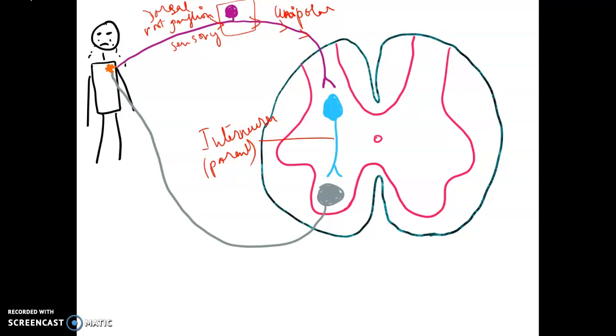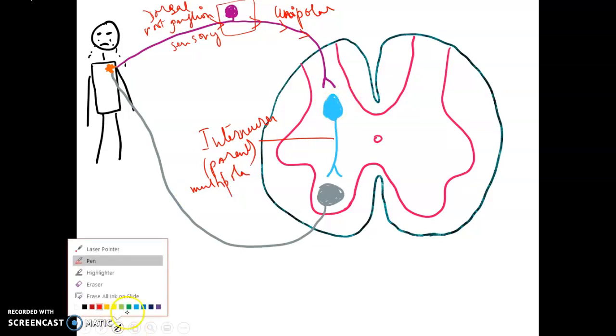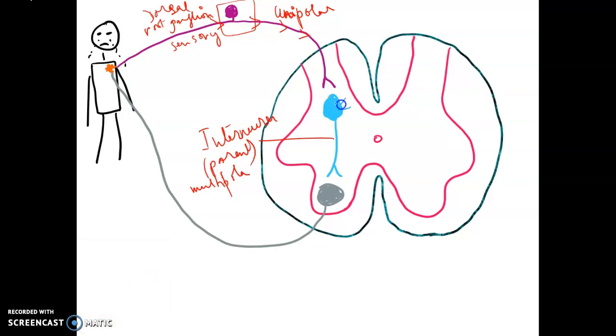Interneurons, they are multipolar. Structurally, they are multipolar. I didn't draw the dendrites though, so they look like this. So that's a multipolar neuron. They decide what action to take and then they talk to the motor neuron in gray here. So the gray one is a motor neuron.